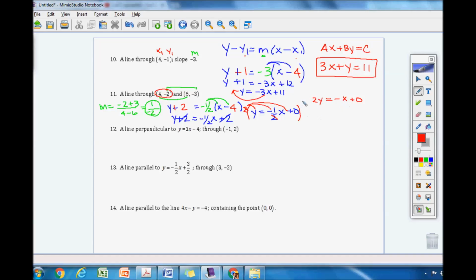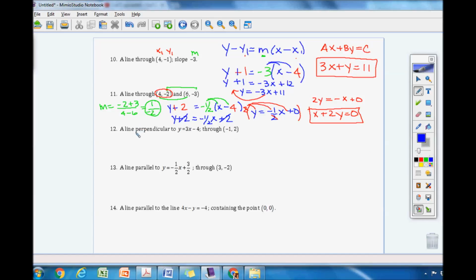But then again, we want to move this x to the other side. So I have x plus 2y. And here's where you would want to keep that 0. Know that it does equal 0. And there we are.